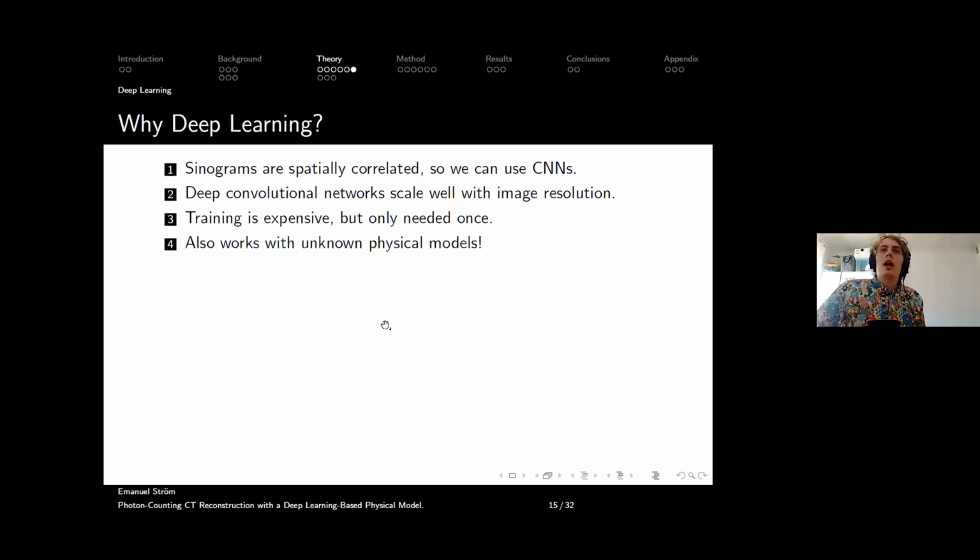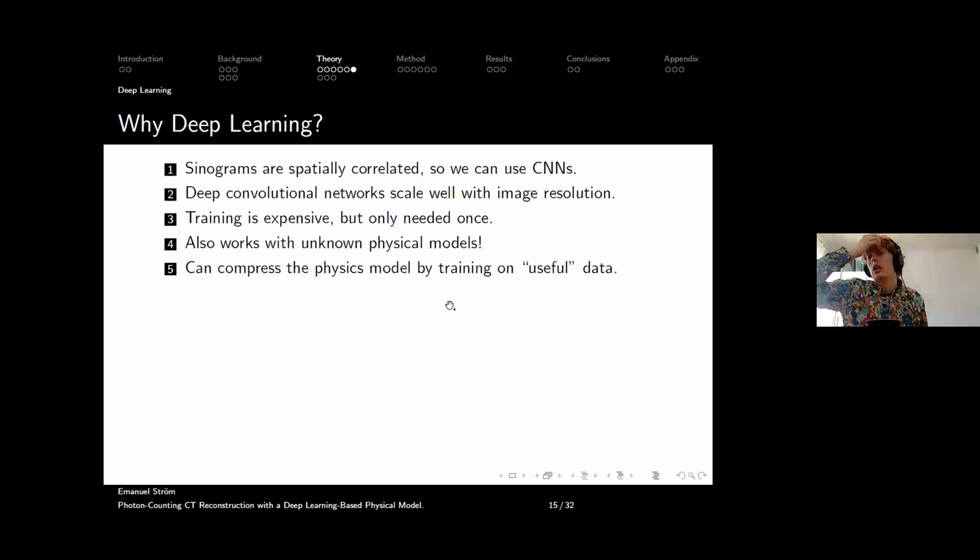Okay, and I think a fourth point, which is really important, is that theoretically this approach could work even if we don't have access to the physical model, even if we don't know the mathematical expression for the real model. As long as we have access to real world data, we can learn the physical model anyway.